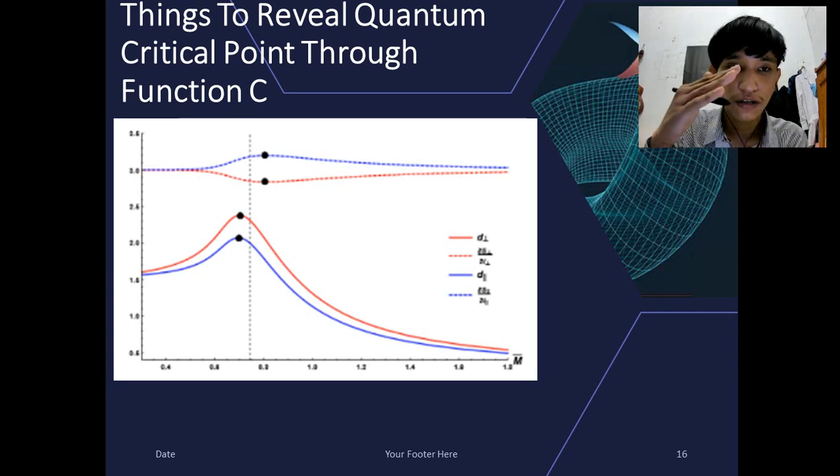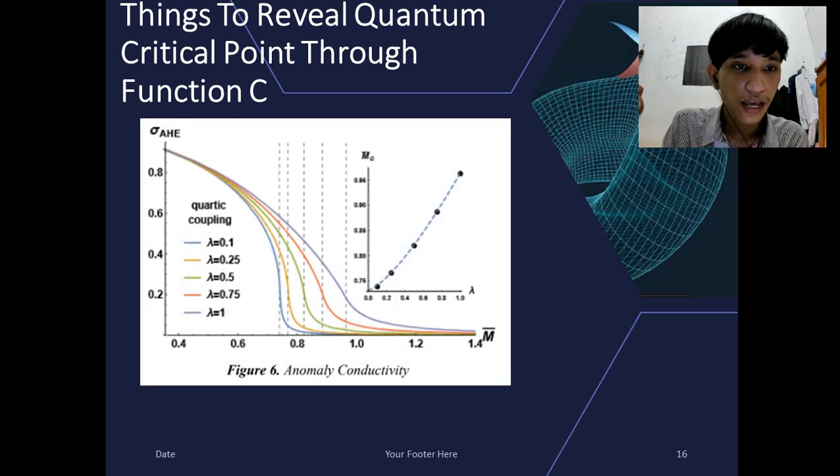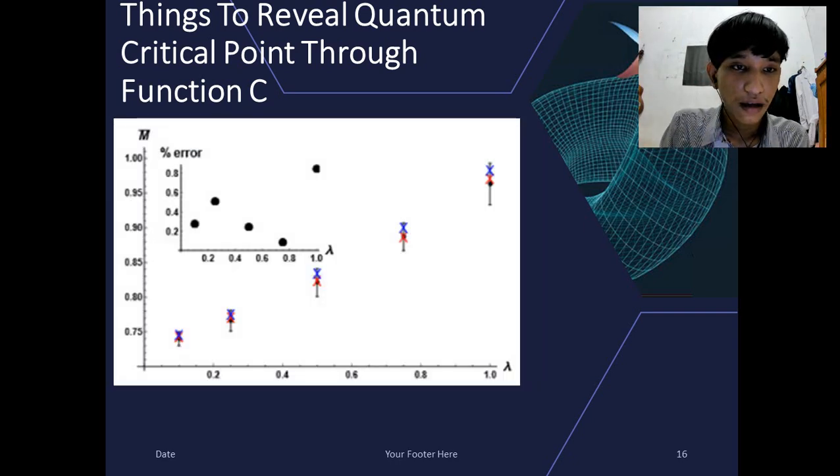This shows the difference of the critical point on the dimensions for different dimensionless M and T. After that, I want to show the quartic coupling lambda, and for M and lambda there is a logarithmic correlation. I also want to show you the percentage error for the critical point.